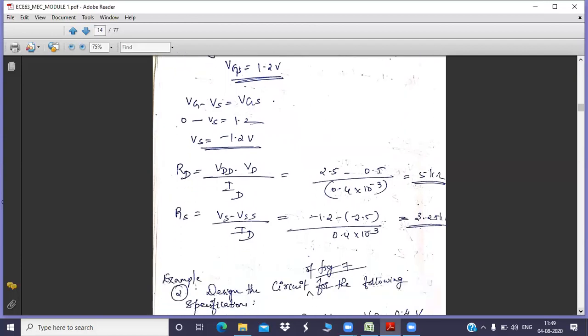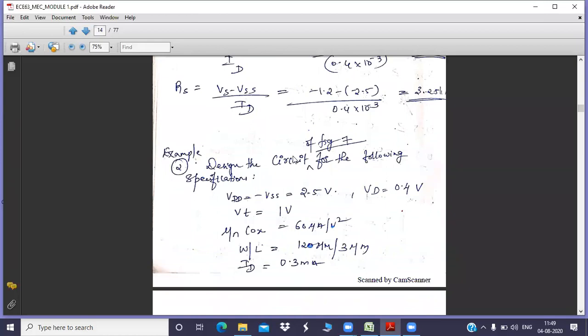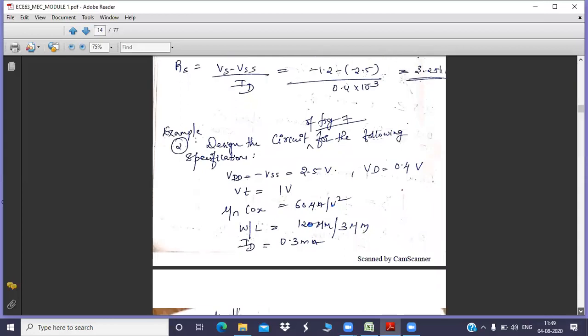Now proceeding to the second problem. Design the circuit for the following specification. Same figure of figure 7, the previous figure, no change for the figure. The only thing is they have changed the parameters. VD is given, VT is given. Initially VT was 0.7 volt in the previous problem. Now it is given as 1 volt. Kn dash is given, W by L is given, ID is given, everything is given in the question, and you are going to find the unknown parameters.